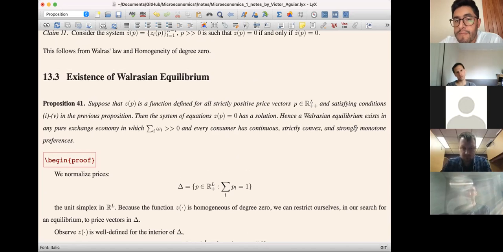Now, a question for you guys, and with this we're done. What happens, for instance, if I remove strong monotonicity? Right now I no longer have strong monotonicity; I replace it by local non-satiation. Will a Walrasian equilibrium still exist? Yes or no?